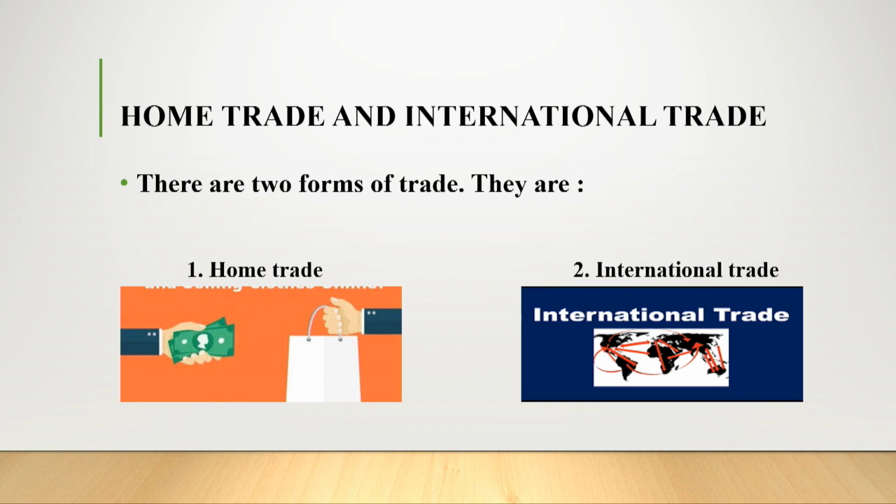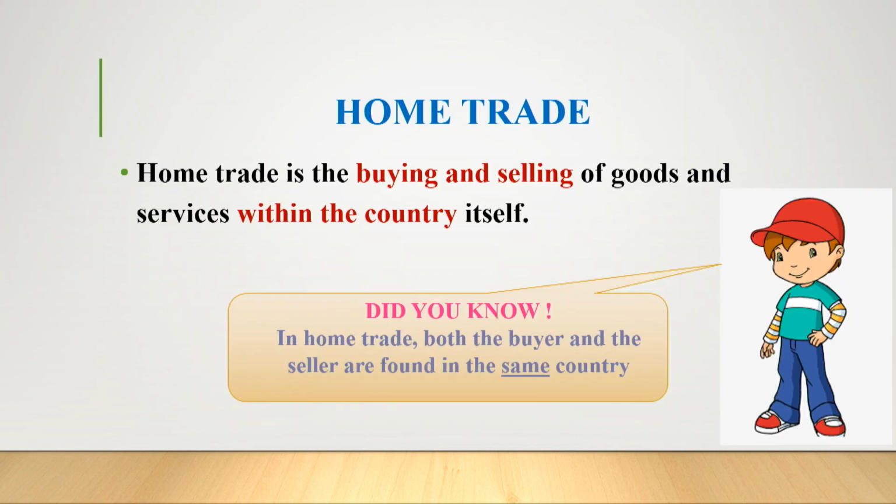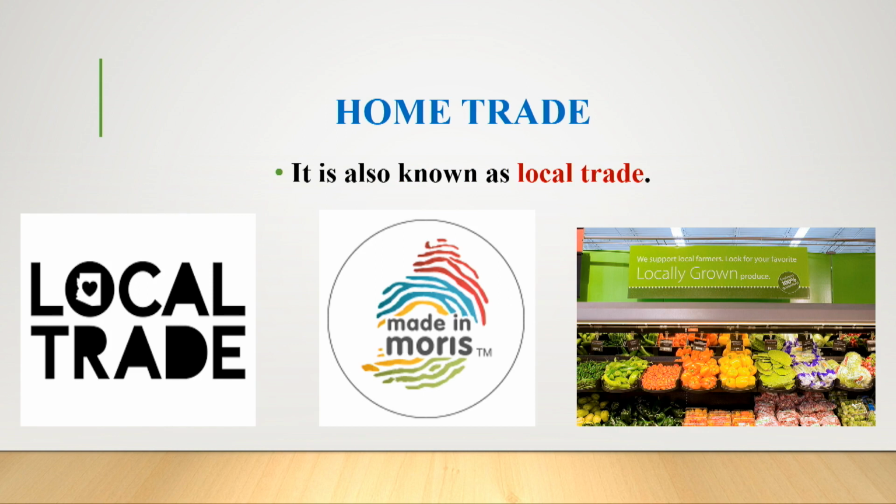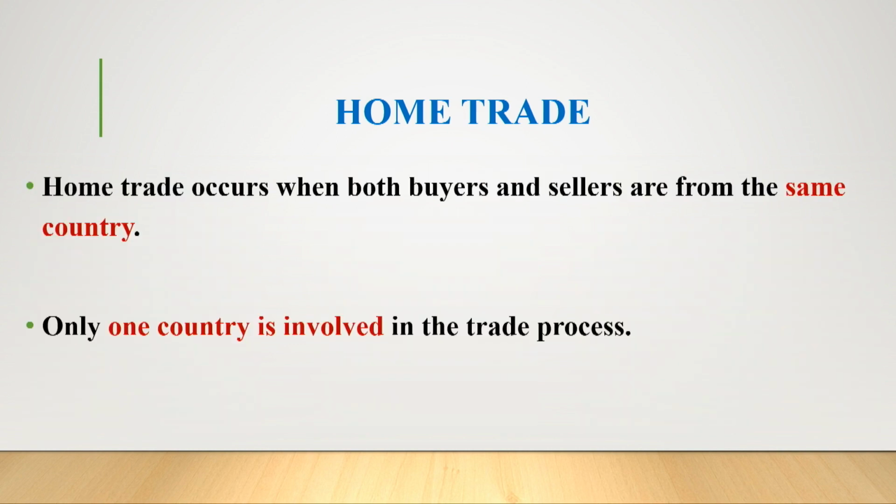Now, let's look at home trade and international trade. There are two forms of trade. They are, first, home trade, and second, international trade. Do you know what home trade is? Well, home trade refers to the buying and selling of goods and services within the country itself. Another name for home trade is local trade. Home trade occurs when both the buyers and the sellers are from the same country, meaning that only one country is involved in the trade process.